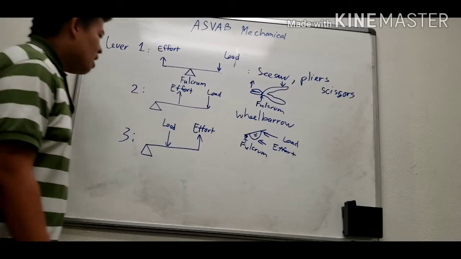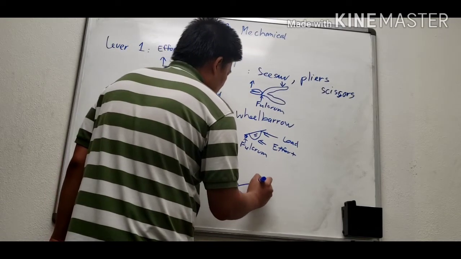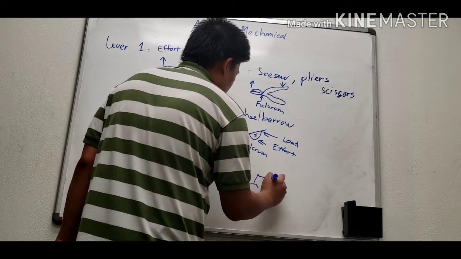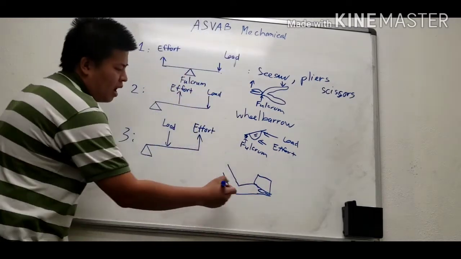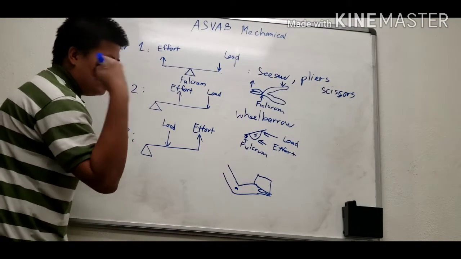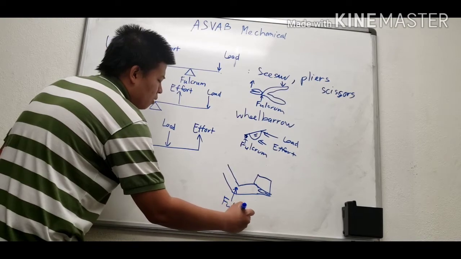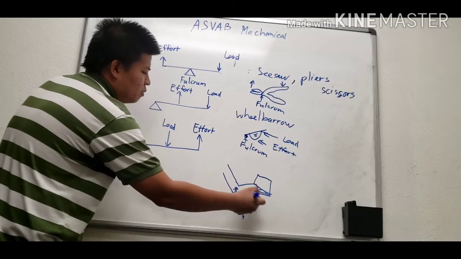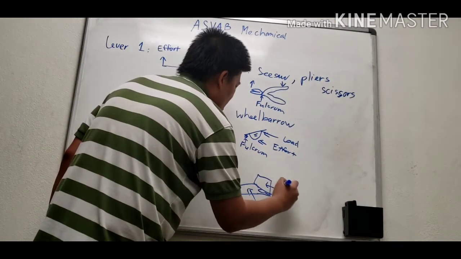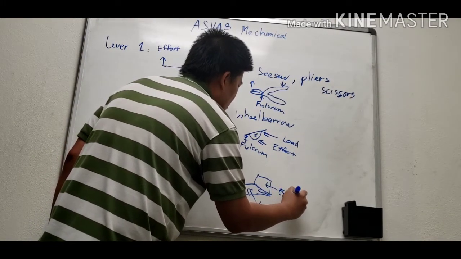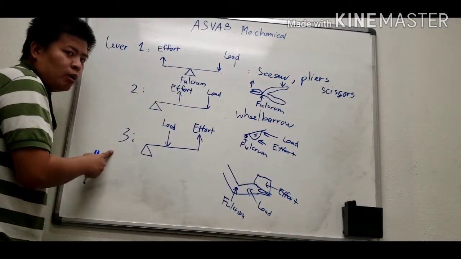Level number 3, for example, we have the hand like this. That's about the fulcrum. And this one is about the load. This one is about the effort. Because when we carry something like this, we will apply level number 3.